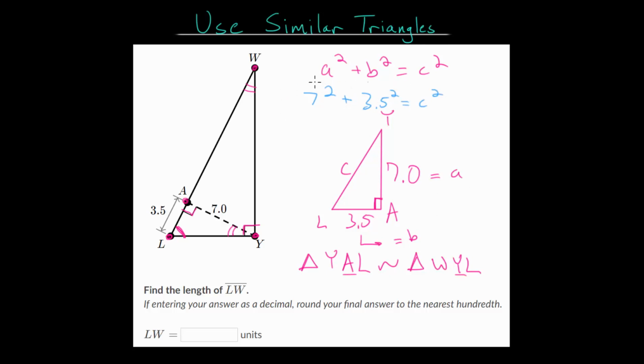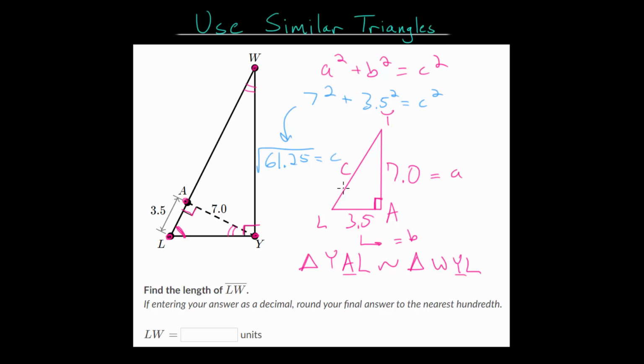And if you carry out this calculation, or if you put it in a calculator, you'll find that the left-hand side of the equation is 61.25. And to solve for c, we're just going to take a square root of each side. So c is the square root of 61.25. And at this point, we could round this answer, but it's going to be an irrational number.